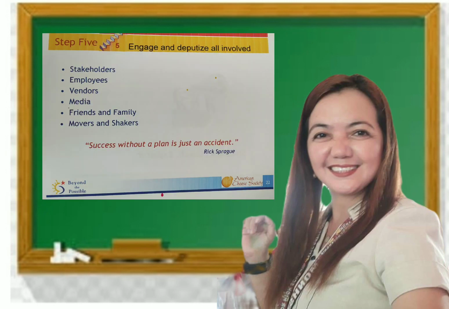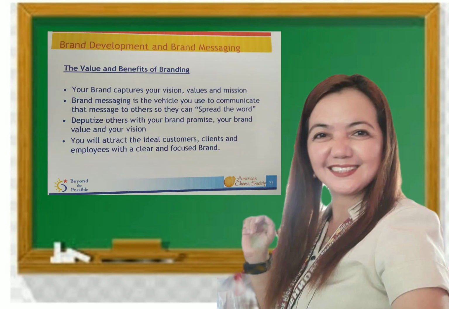Step 5, we have the engage and deputize all involved. So what are those deputize involved? We have the stakeholders, employees, vendors, media, friends and family, movers and shakers. So according to Rick Sprague, success without a plan is just an accident. No? Aksidente ra gyud na. Kung wala kay plano kung nahimo kang successful. So we have here the brand development in your step 5 in brand messaging.